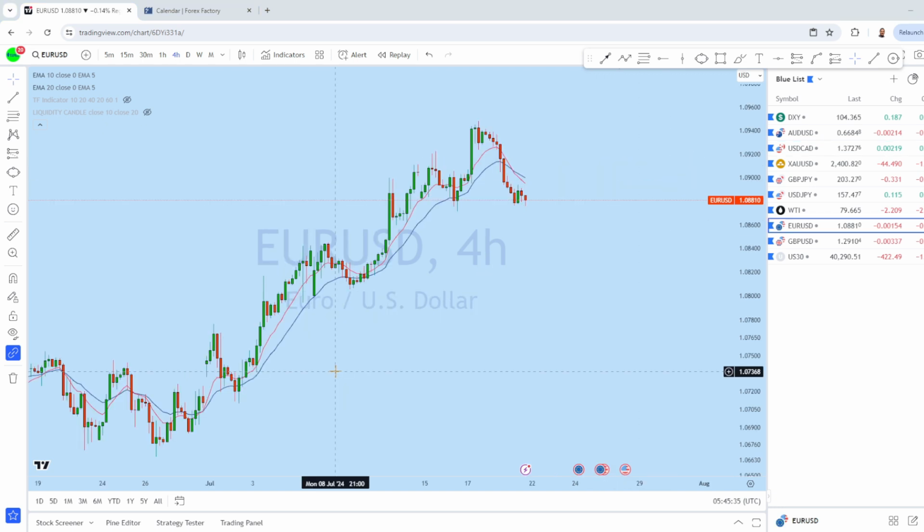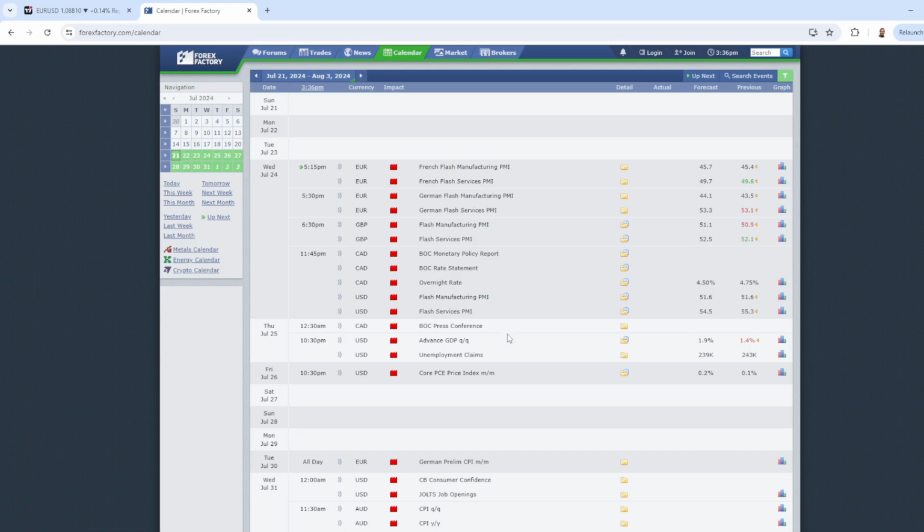Okay, so let's look at euro dollar. Now, if we look at the calendar, we can see that there is euro news coming on Wednesday, quite a few high impact news.